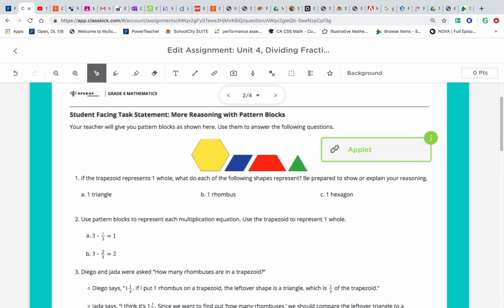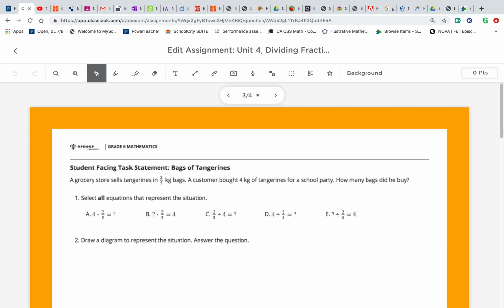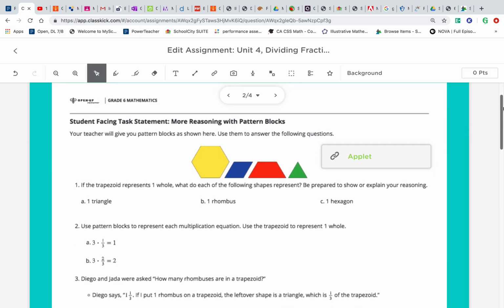Hello class, welcome to lesson 5, and we're going to be spending this activity doing more reasoning with pattern blocks. Okay, so on pattern blocks, these should look familiar from the last lesson, but we need to pay close attention to what is happening here. So the directions in this case say if the trapezoid represents one whole.